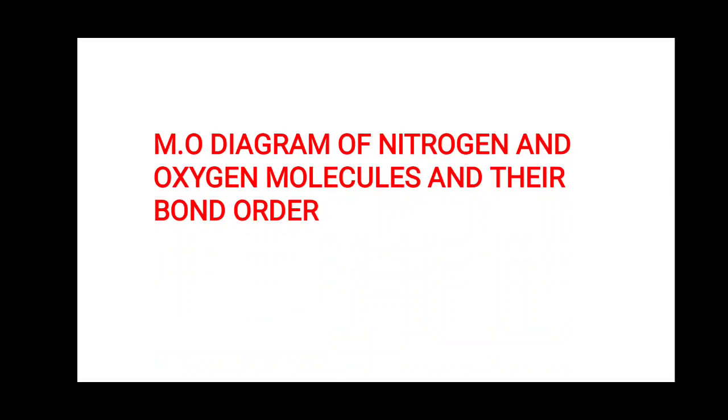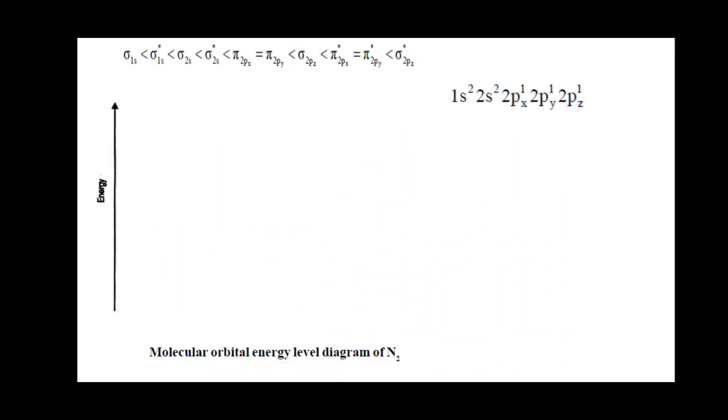In this session, we are going to discuss the topic: the MO diagram of nitrogen and oxygen molecule and their bond order. First, we discuss the molecular orbital energy level diagram of nitrogen. So, why do you need this MO diagram, molecular orbital diagram?